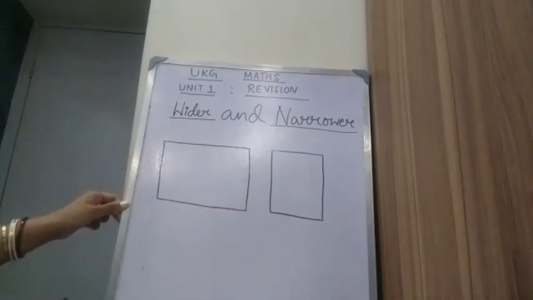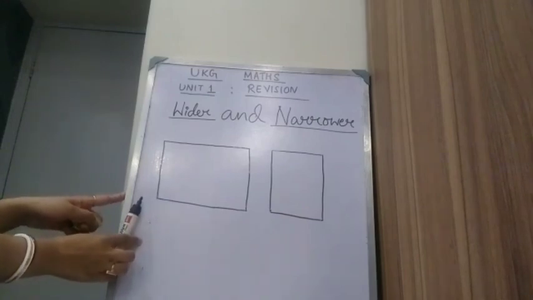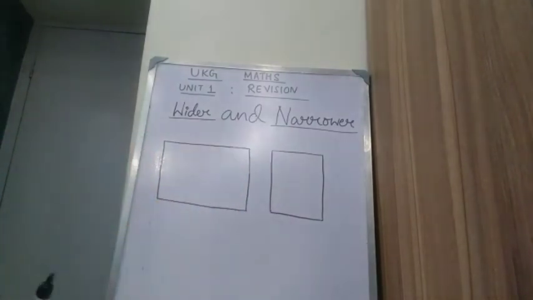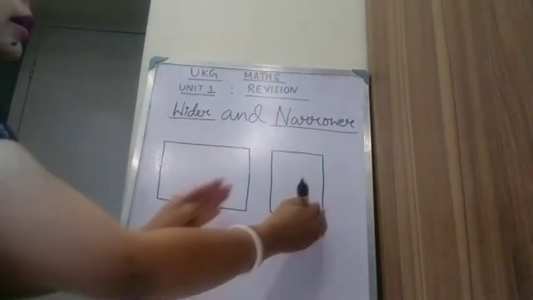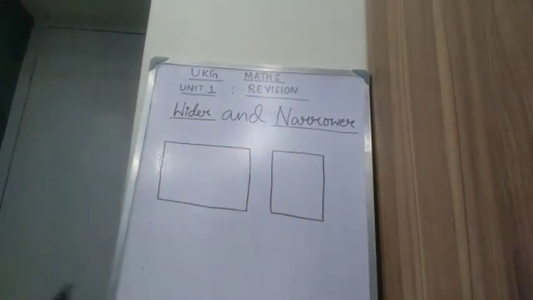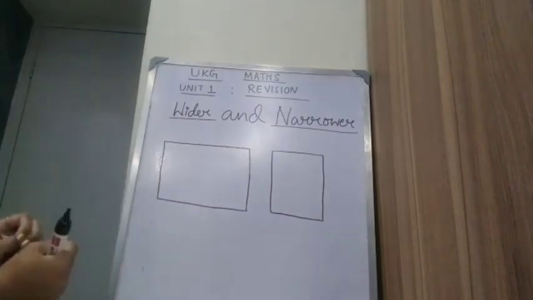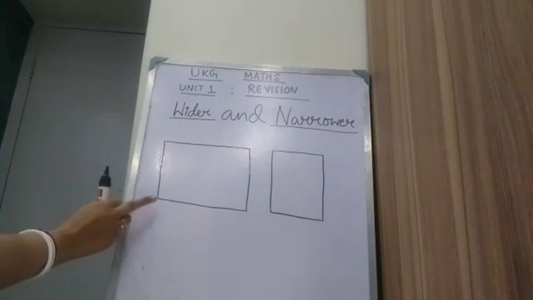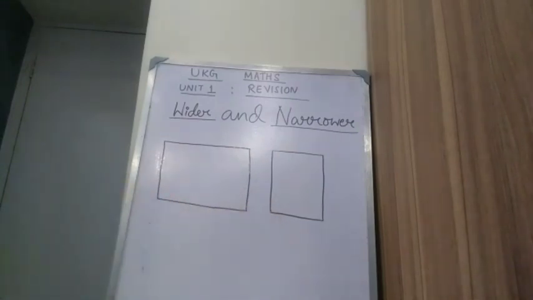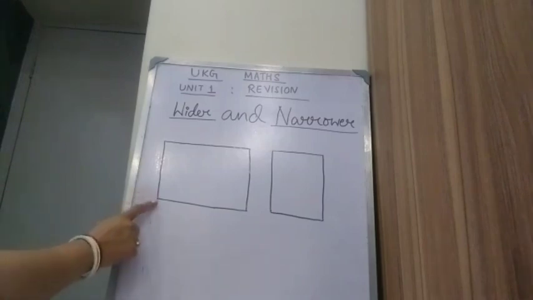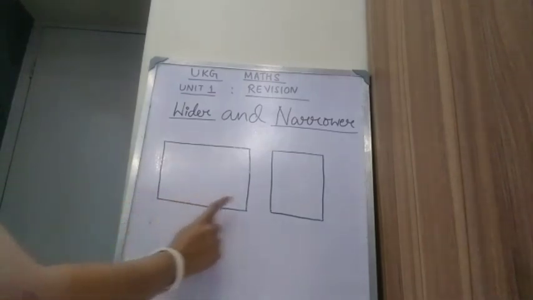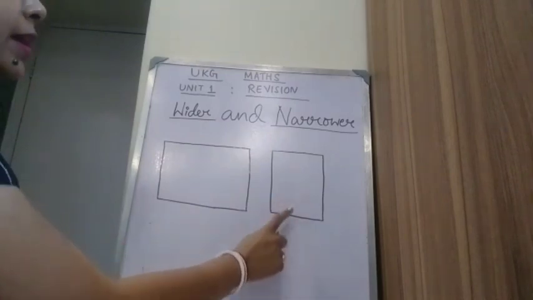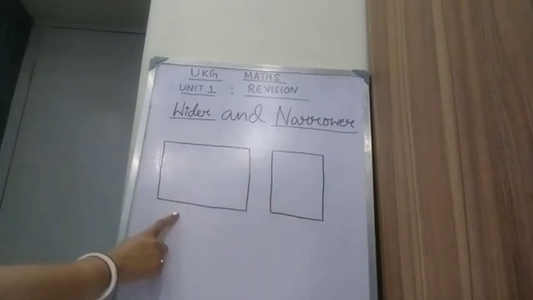there are two blackboards. In the first blackboard, what we can see the sides are not so closer. And in the second blackboard, the sides are closer. Sides are not closer and sides are closer. Okay? So this is wide and this is narrow. Or we can say like this, the first blackboard is wider than the second blackboard and the second blackboard is narrower than the first blackboard. Clear?